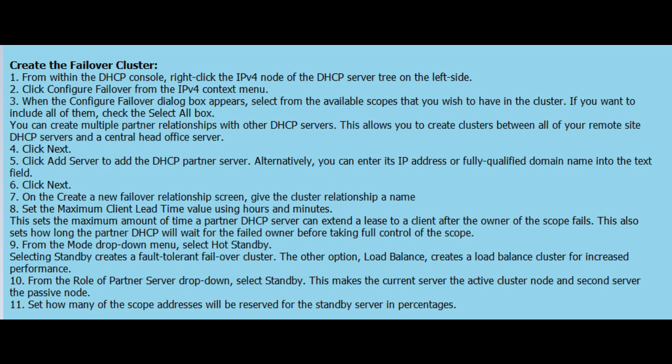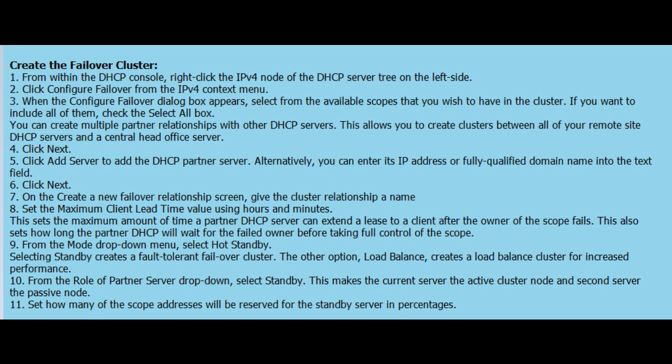Create the failover cluster using the below points. 1. From within the DHCP console, right-click the IPv4 node of the DHCP server tree on the left side. 2. Click Configure Failover from the IPv4 context menu. 3. When the Configure Failover dialog box appears, select from the available scopes that you wish to have in the cluster. If you want to include all of them, check the Select All box.